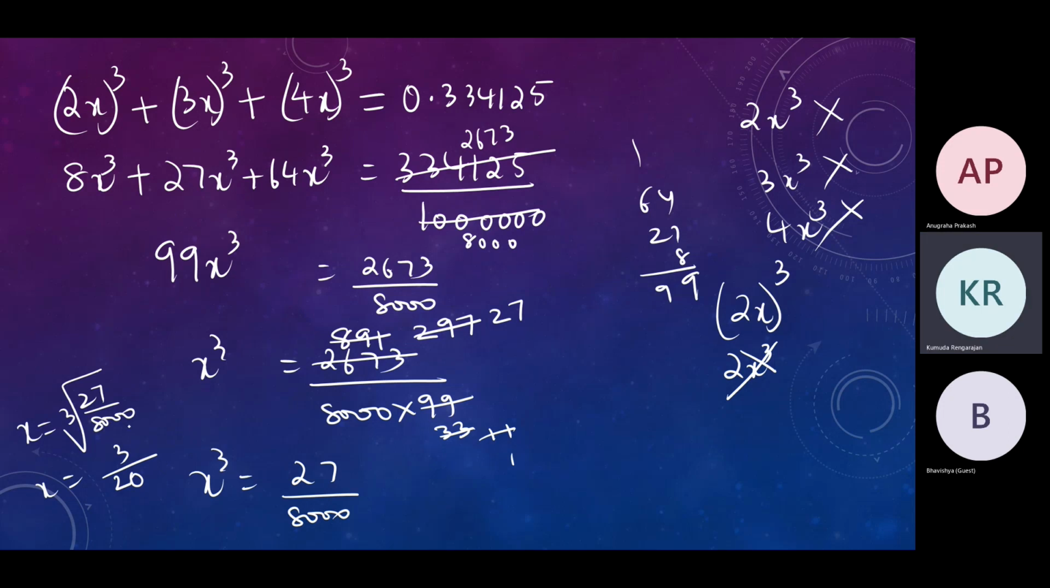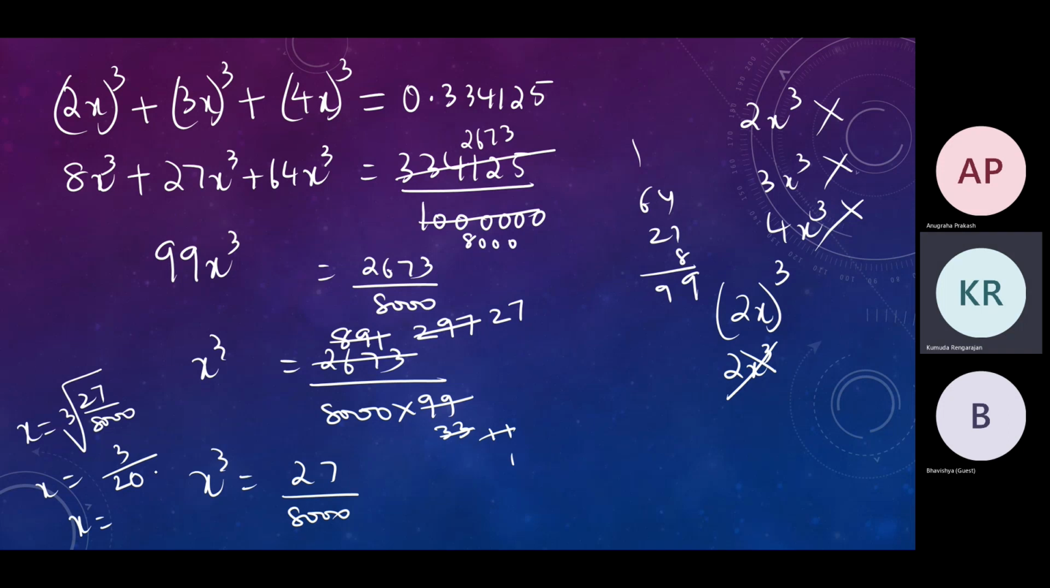So it's a cube number, 8000, the cube root of 8000. The cube root of 8 is 2. And since there are 3 zeros at the end, divide by 3, so 1 zero. So 20. 20 into 20 into 20 is 8000. And now you need to write 3 by 20 as a decimal number, because in the question, what do we have in the question?